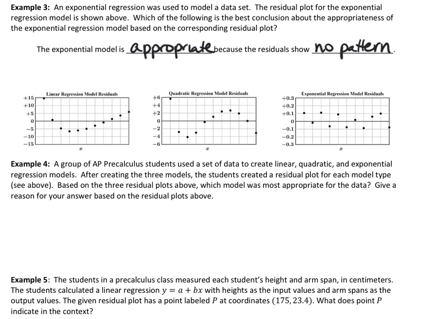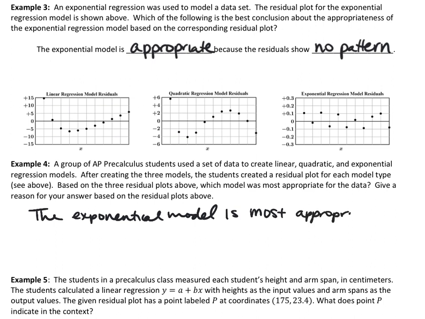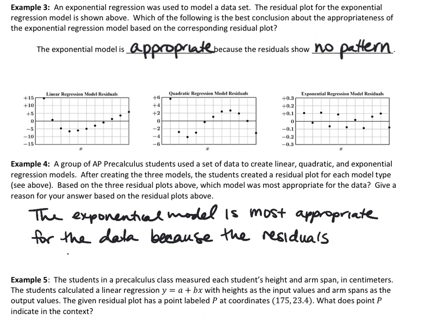So the way we would answer this is we would say, in sentence form, the exponential model is most appropriate for this data because the residuals show no pattern. And just to emphasize it because it's our notes, remember we want residuals to have no pattern. That's the key.